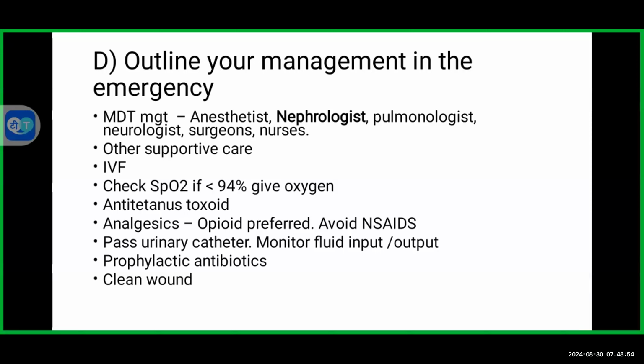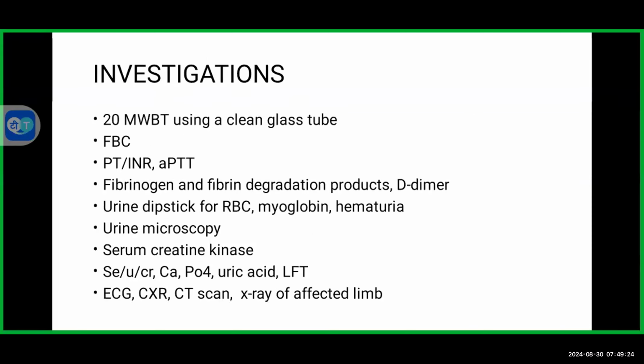In this patient that has reduced urine output, he will benefit from fluids and input-output monitoring, and you can give anti-tetanus toxoid. If the SpO2 is less than 94%, you can give oxygen, and if the patient has severe respiratory distress and needs intubation, then you have to manage in the ICU. In case of extensive tissue necrosis, you may want to give prophylactic antibiotics, although not required all the time. Then clean the wound. Investigations that you may want to do apart from the 20-minute whole blood clotting test.